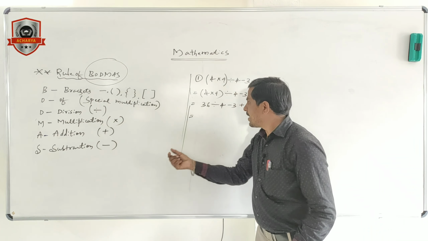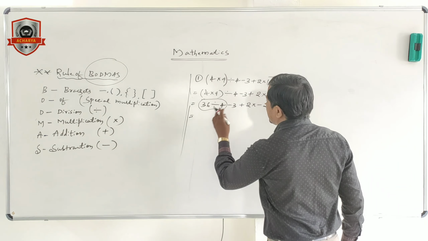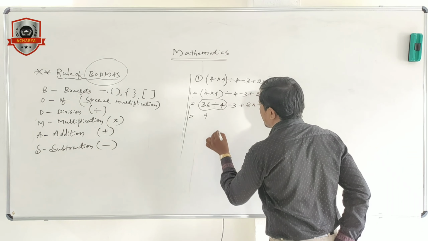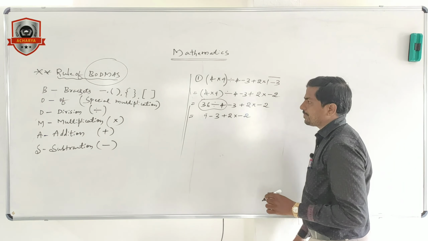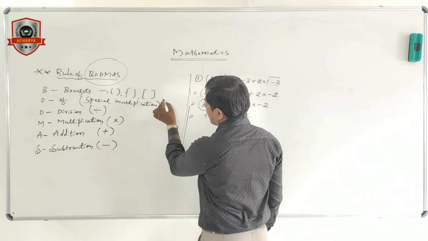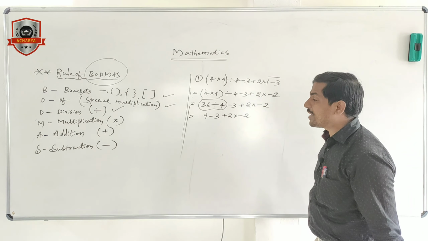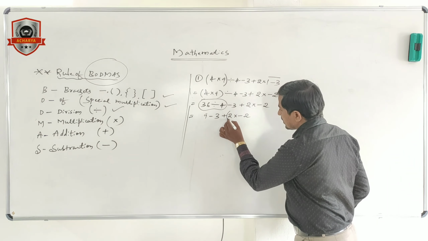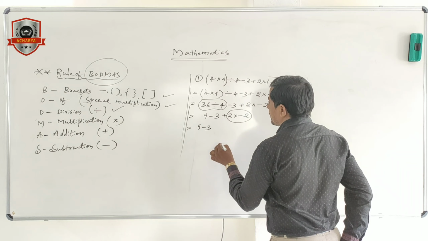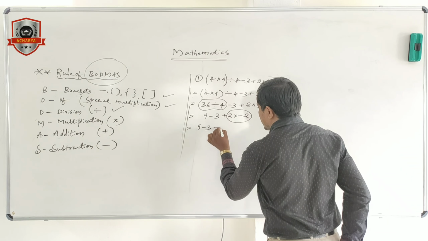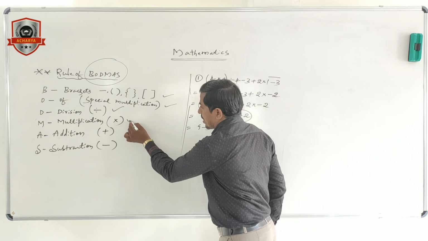Division. Is there division? Yes, definitely we have the division here. This one. Okay, 36 by 4 is 9. Remaining written as it is: minus 3 plus 2 into minus 2. The division is over. Okay. So the bracket is over. Special multiplication is not given. Then division is over. What about the next? Multiplication. Is there multiplication? Yes, this one. 9 minus 3 plus into minus, minus 2 twos are 4. The multiplication is over.